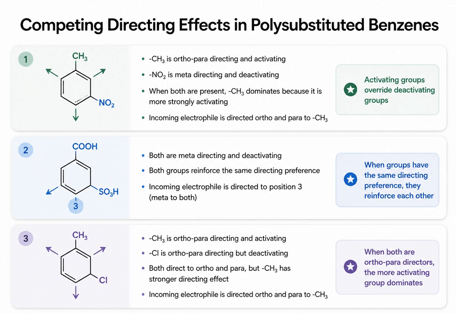The hierarchy of directing effects is that activating groups override deactivating groups. So if you have a methyl group, which is activating and ortho-para directing, and a nitro group, which is deactivating and meta-directing, the methyl group wins. The incoming electrophile will be directed ortho and para to the methyl group, not meta to the nitro group. When both groups have the same directing preference, like 2 meta-directors, they reinforce each other and make the preferred position even more obvious. And when both are ortho-para directors, the more strongly activating one dominates. These rules help predict where substitution occurs in complex molecules.